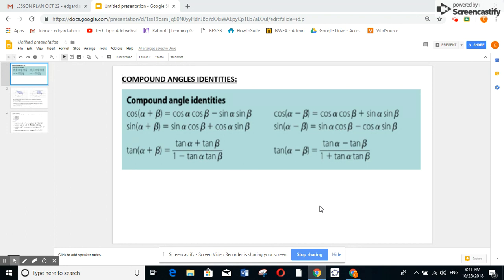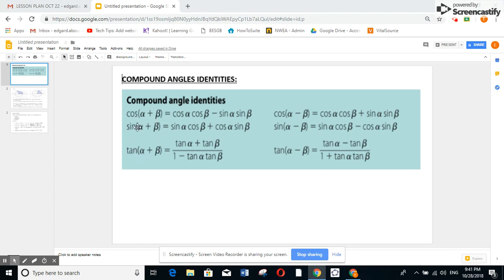We're going to talk first of all about compound angle identities. What do we mean by compound angle identities? Compound angle identities involve the cosine of a sum of two angles. For example, you can split an angle into a sum of two angles. If you have 100 degrees, you can write it as 40 degrees plus 60 degrees.